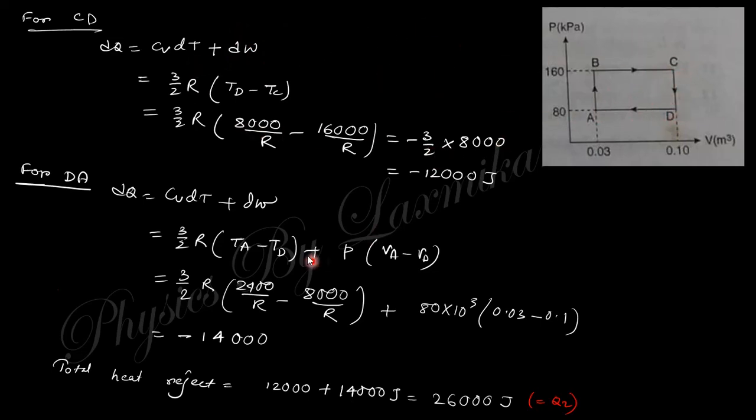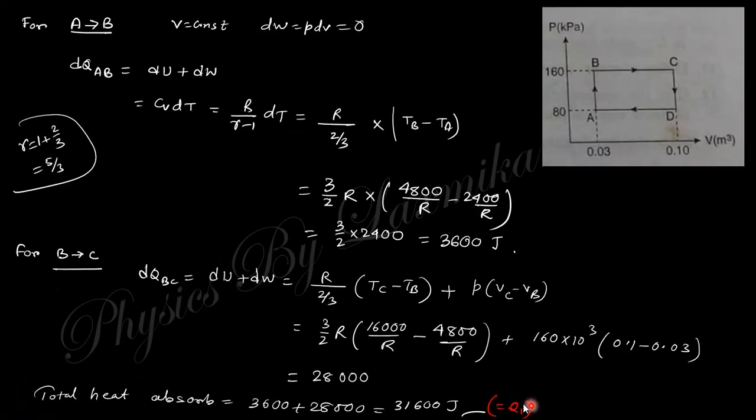And for DA there is work done, and these two are minus. So this is the heat rejected. This pressure increases, work positive. This volume increases, work positive. This pressure decreases, work negative, so heat is negative, heat rejected. And this volume decreases, heat rejected. So the total rejected heat is Q2, and the total absorbed heat is taken as Q1.